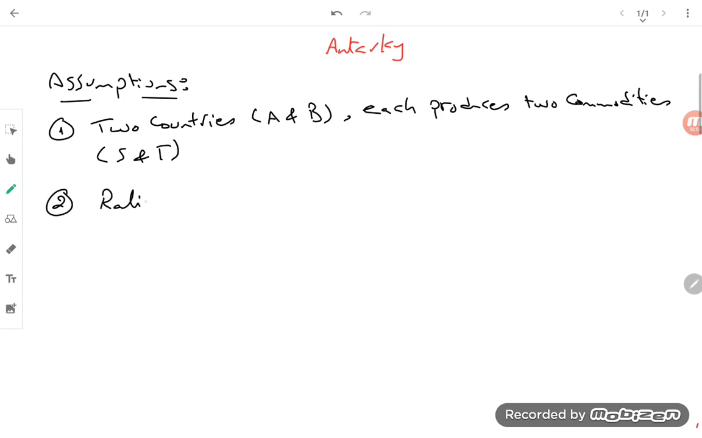Number two, rational behavior. As we said, consumers would like to maximize their own benefit or satisfaction, while producers would like to maximize their own profit. Number three, no money illusion. And here we said that we have to differentiate between nominal price and relative price. And the decision to produce a commodity or not is going to be based on the relative price of the commodity, not the nominal price. Today we are going to complete the four more assumptions.